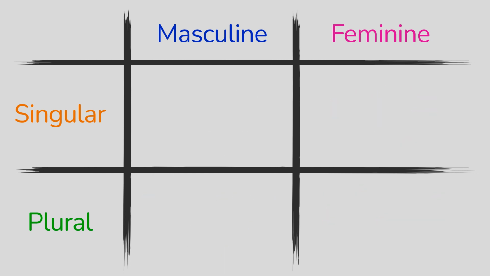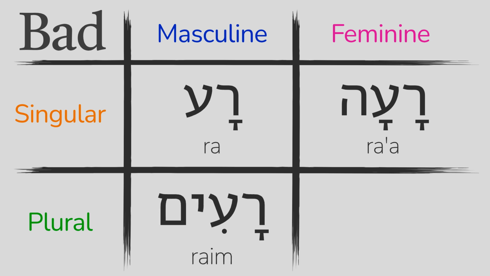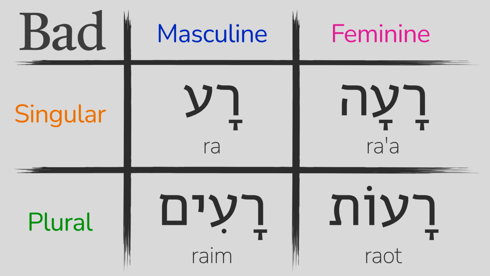In lessons 2 and 3, we learned how to put adjectives into the 4 forms: masculine singular, feminine singular, masculine plural, and feminine plural. Let's try this with the adjective ra, bad. Ra is the default masculine singular form onto which we can add endings to get the other forms. We can add an ah ending to get ra'a, the feminine singular form of ra. We can add an im ending to get ra'im, the masculine plural form. And we can add an ot ending to get ra'ot, the feminine plural form of ra.